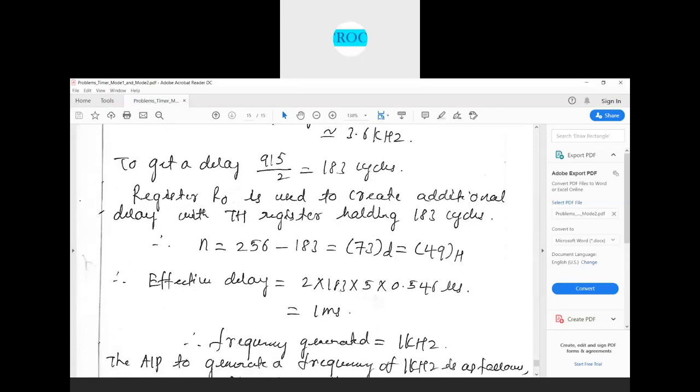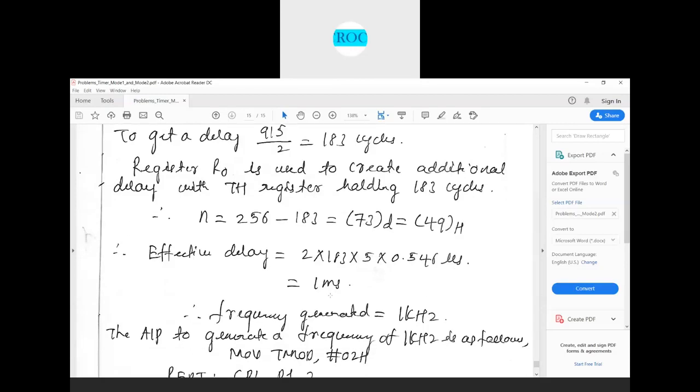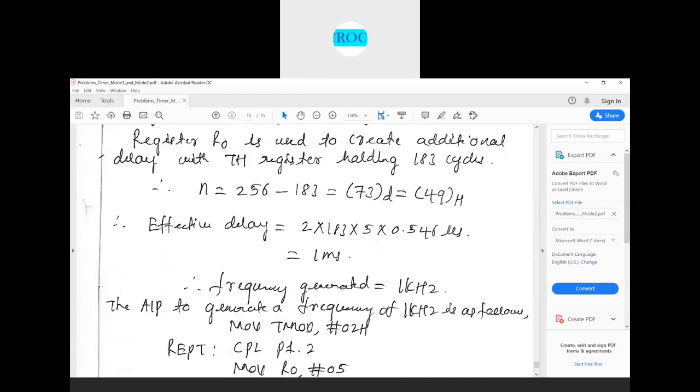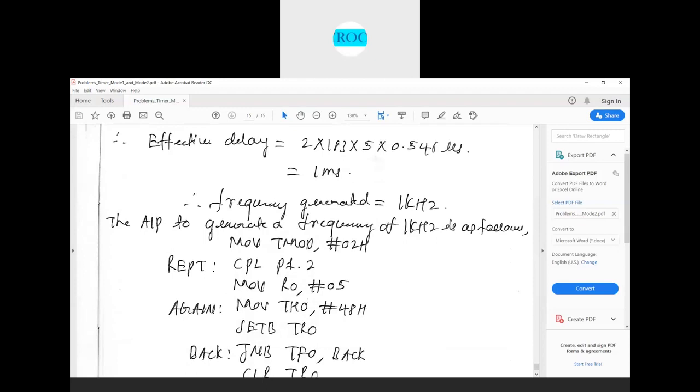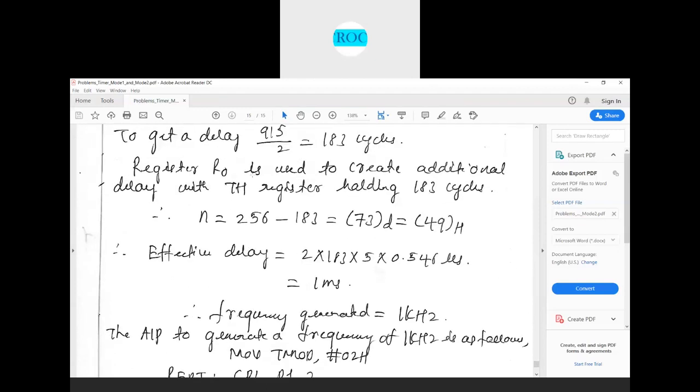49H we can have, and as I said, this loop has to be executed 5 times. 2 into 183 into 5 into 0.546 microseconds, you get 1 millisecond. So what is the frequency generated from 1 millisecond? It will be 1 kilohertz. Now in order to repeat this 5 times, make this correction, this is 5 here.